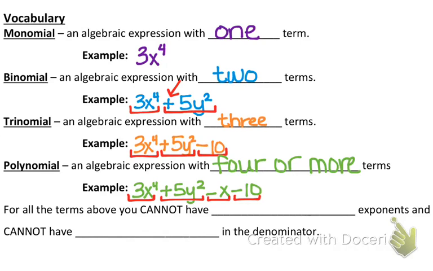Now, even though we have lots of different pieces in all of these terms above, we have coefficients, different variables, different exponents. In all of the terms above, we cannot have negative exponents, and we also cannot have variables in the denominator. That's a very important characteristic about polynomial expressions.